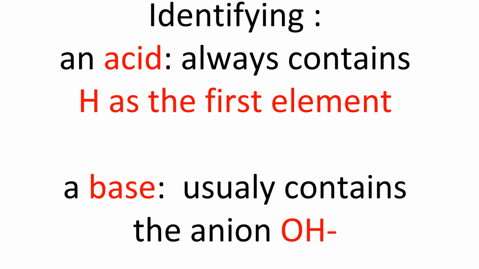Another class of compounds, which we consider the opposite of an acid, is a base. And a base is simply an ionic compound that contains a hydroxide ion in it. All right. So an acid will always have hydrogen as the first element. And a base will usually contain a hydroxide ion.